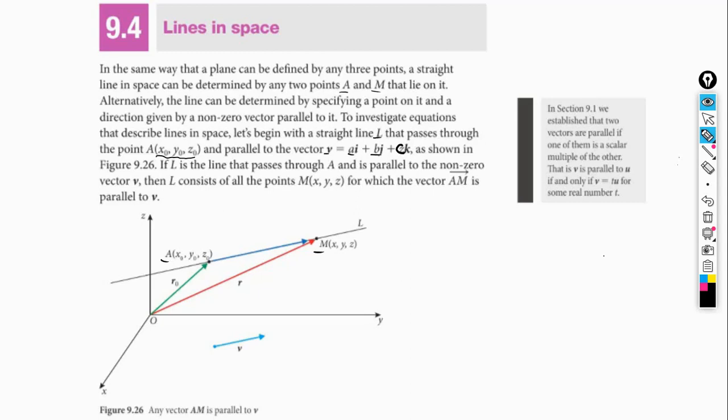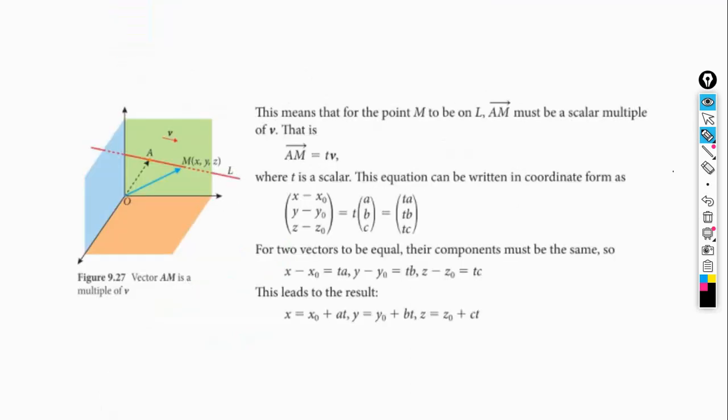So if L is the line that passes through A and is parallel to the non-zero vector v, then L consists of all the points M for which the vector AM is parallel to v. This means that for the point M to be on L, the vector AM must be a scalar multiple of v. That is, vector AM is equal to t times v, where t is a scalar.